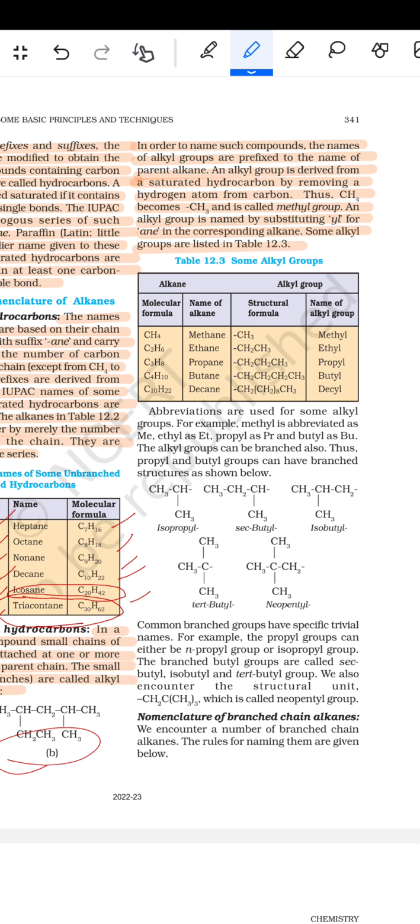Some alkyl groups are listed in table 12.3. जैसे मीथेन CH4 हो गया, इथेन C2H6 हो गया, प्रोपेन C3H8 हो गया, ब्यूटेन C4H10 हो गया और डिकेन C10H22 हो गया. फिर मिथाइल हो गया ये, फिर इथाइल हो गया ये, प्रोपाइल हो गया ये, ब्यूटाइल हो गया ये और डेकाइल हो गया ये.